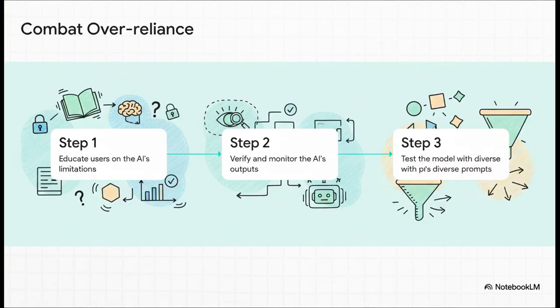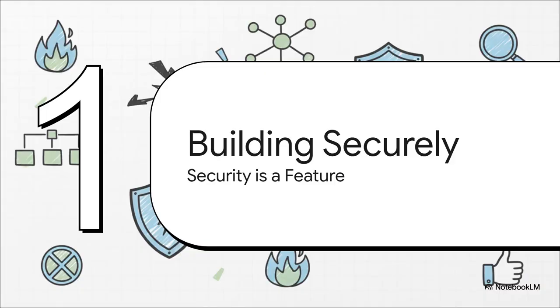So what about that over-reliance problem? How do we fight that? Well, it really comes down to a 3-part approach. First, you have to be transparent. You've got to educate your users about what the AI can, and more importantly, can't do. Second, you need to build systems to verify and monitor the AI's outputs for accuracy. And third, you have to be rigorously testing your model with all sorts of different prompts to really understand its behavior.